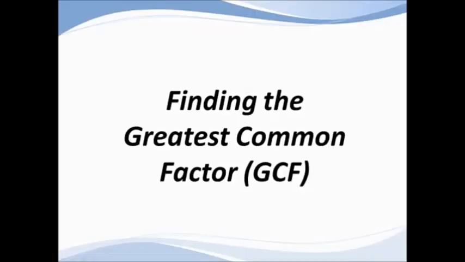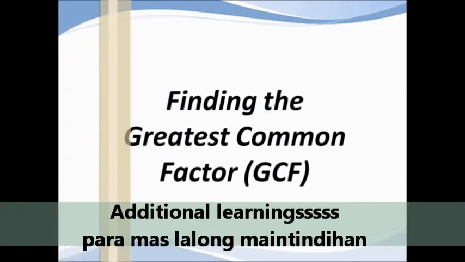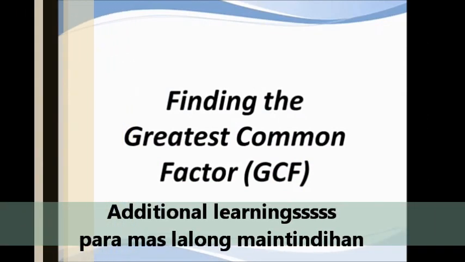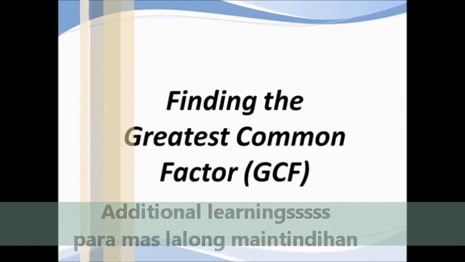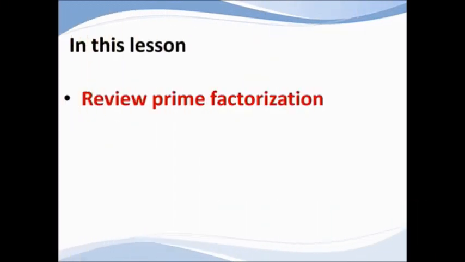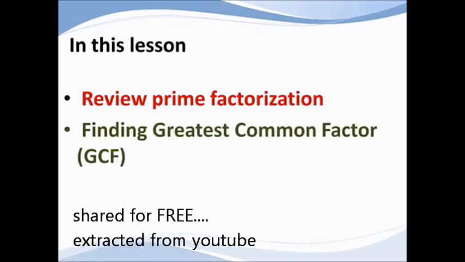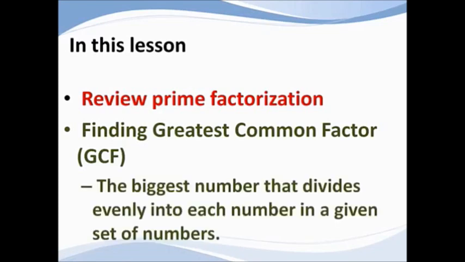Welcome to the lesson on finding the greatest common factor. This is a skill you will need in order to reduce fractions efficiently. In this lesson, we're going to review finding the prime factorization of a number and then using that skill to find the greatest common factor between 2 or 3 numbers. The greatest common factor is the biggest number that divides evenly into each number in a given group of numbers.